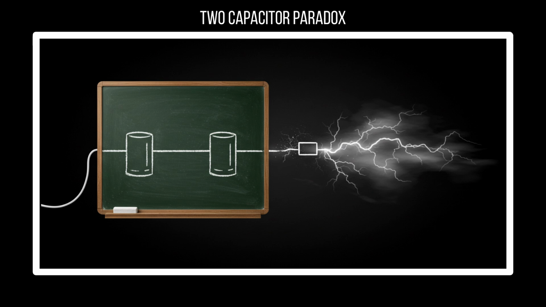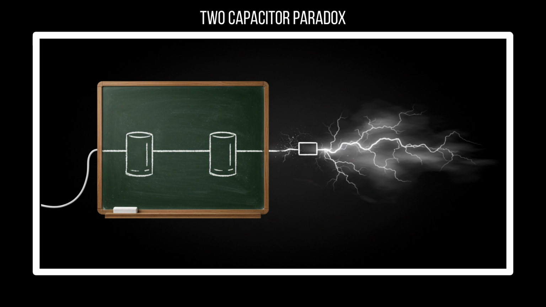such circuits. Before diving into the paradox, it's crucial to establish a basic understanding of what a capacitor is and how it operates. A capacitor is an electrical component used to store electrical energy in an electric field. It consists of two conductive plates separated by an insulating material known as a dielectric.